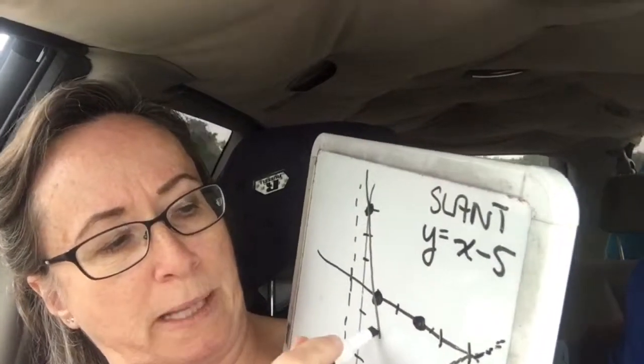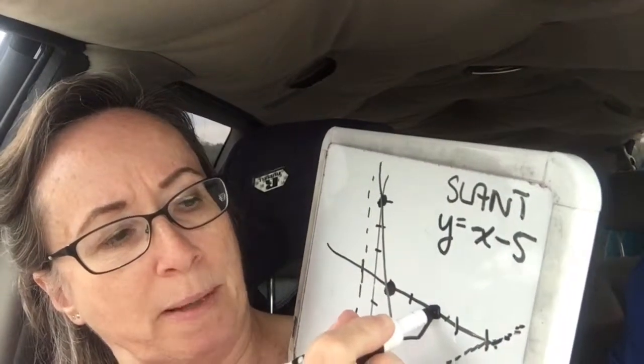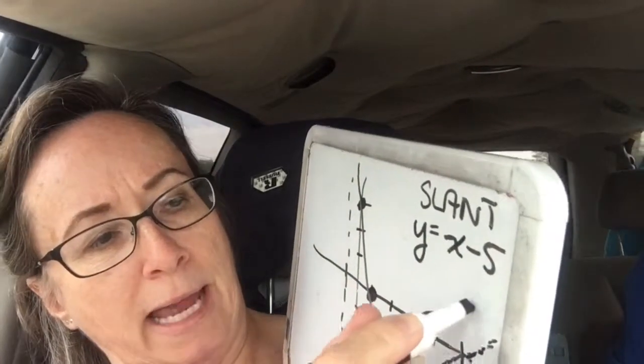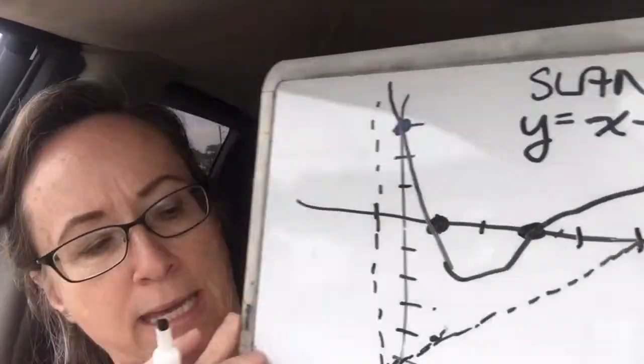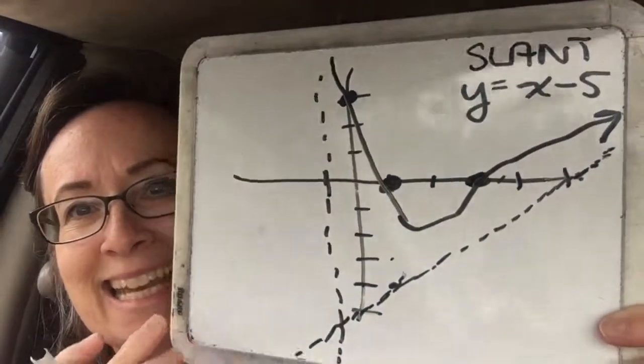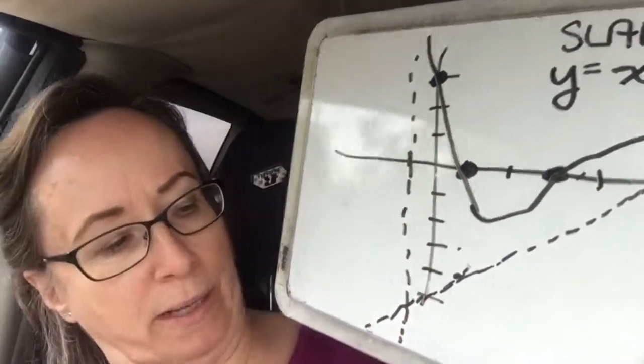Who knows? We're going to have to plug in a few points. But then it should come through here, and it should follow that asymptote line. Okay? And then, since it has to come in low on the other side.